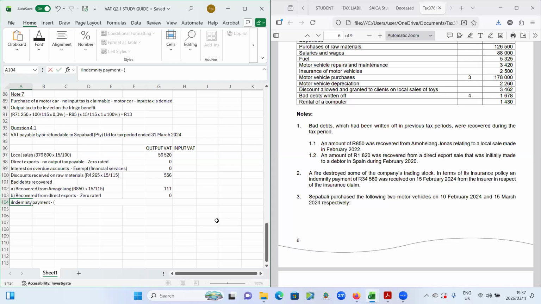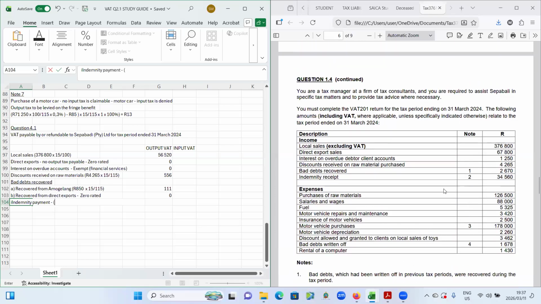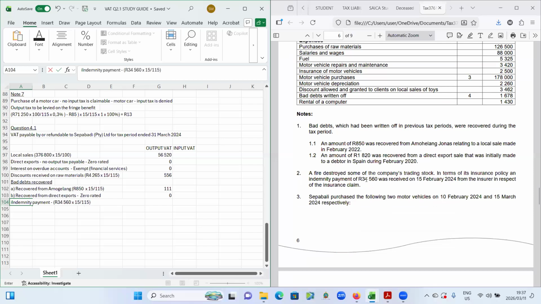Yes, the amount is how much? 34,650 rand multiplied by 15 over 115. I'm sure the amount still includes VAT. Yes. Remember, when you get an indemnity payment, it's based on market value. The real market value automatically includes VAT. So you don't have to be told; you must know.